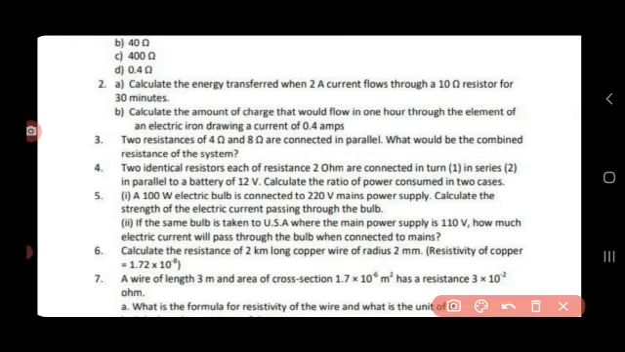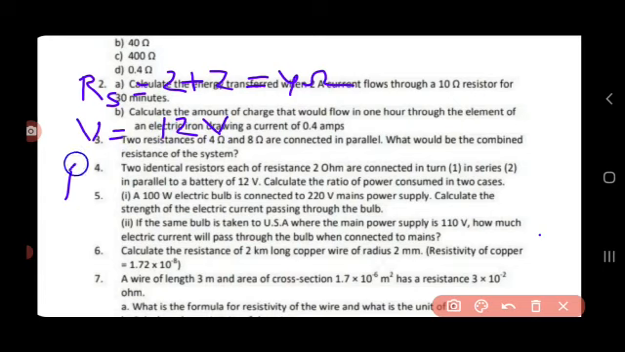Power consumed in the first case, let us consider it as P1. P is equal to V square by R. Here R is Rs, that is in the first case. Now the same resistors are connected in parallel. In that case, 1 by Rp is equal to 1 by 2 plus 1 by 2, that is 1. So Rp is equal to 1 ohm. In that case, power consumed P2 is equal to V square by Rp.